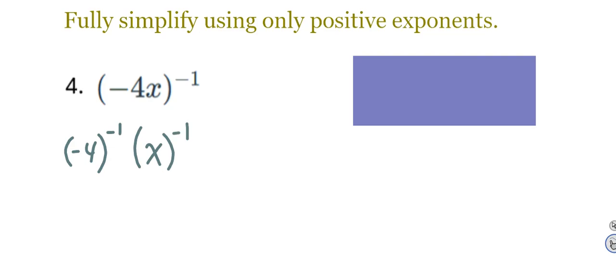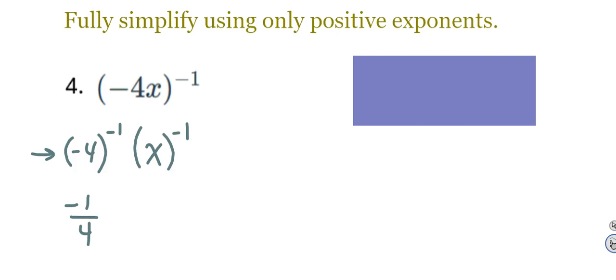Now, if you want to, you can put this in your calculator, right? You're going to put the negative 4, then you'll hit the up button, and then you'll hit the negative button, and then you'll hit the 1 button, right? And what it will give you is negative 1 over 4. So the negative 1, when we raise something to negative 1, it really just kicks it to the denominator.